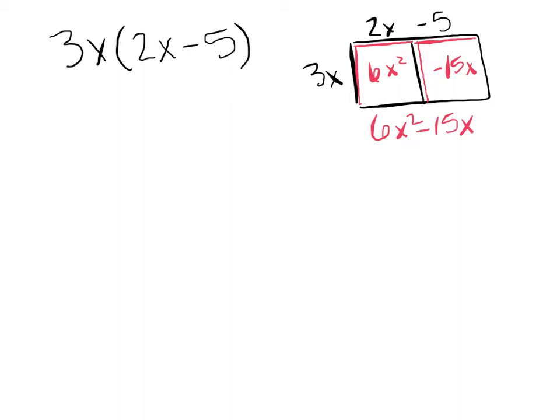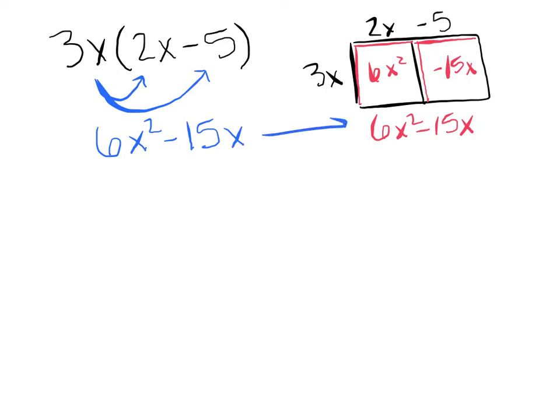Again, you didn't need an area model to do this if you just wanted to use the distributive property. 3x times 2x is 6, and then x times x, x squared. 3x times negative 5, negative 15x. Same thing.